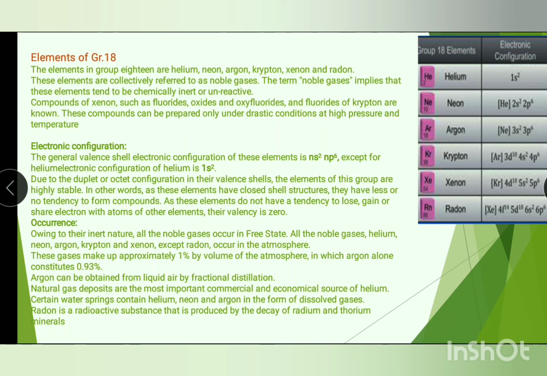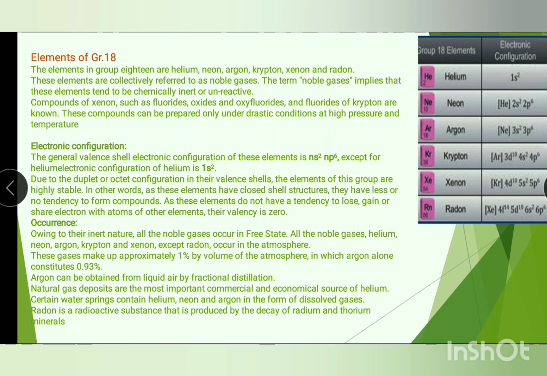The general electronic configuration for these elements is ns2np6, except helium, because helium has atomic number 2. The electronic configuration of helium is 1s2. The other elements have the general electronic configuration ns2np6. They are highly stable elements due to duplet or octet.